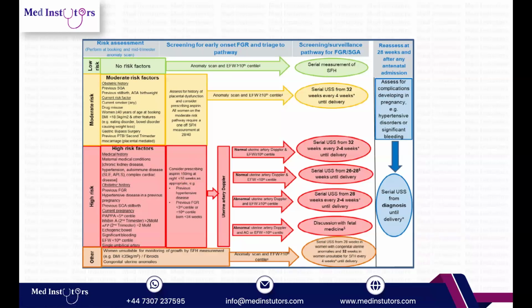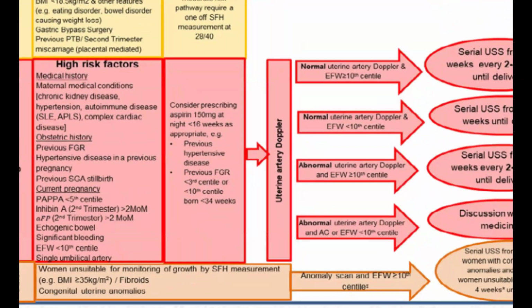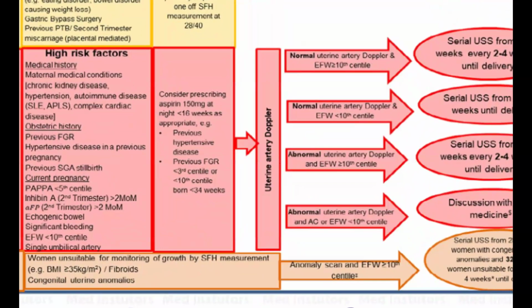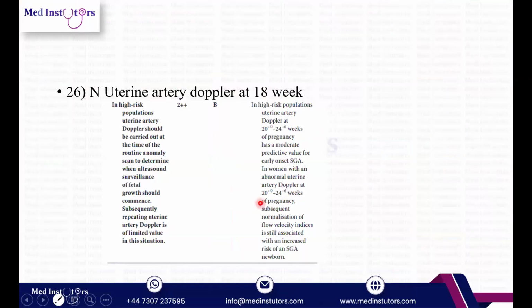I'm going to zoom in on this. Consider prescribing 150 mg of aspirin at night, less than 16 weeks as appropriate. And also, you have to do uterine artery Doppler. Now, when you do the uterine artery Doppler is given here. In high-risk population, uterine artery Doppler at 20 to 24 plus 6 weeks of pregnancy has a moderate predictive value for early onset SGA. In women with an abnormal uterine artery Doppler at 20 to 24 weeks of pregnancy, subsequent normalization of flow velocity indices is still associated with an increased risk.